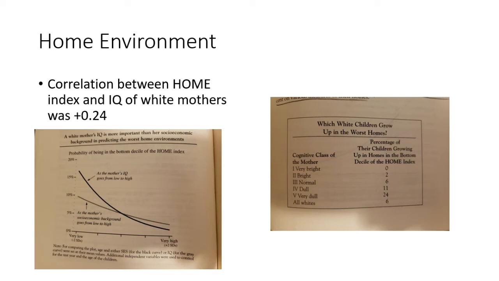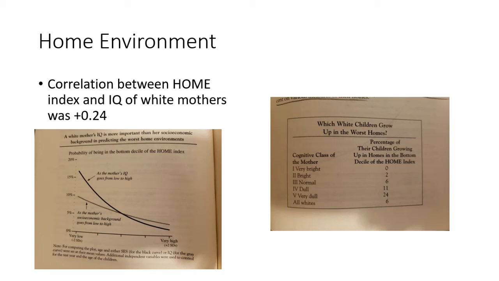The authors are quick to note here the correlation between the home index and the IQ of white mothers was about 0.24. So they say statistically significant, but hardly overpowering, right? So let's first look at the table. Which white children grow up in the worst homes? So percentage of the children growing up in homes in the bottom decile of the home index. And as you move from high to low cognitive class, it increases a decent amount. You go from 0 to 2 to 6 to 11 to 24% in the very dull group, right?